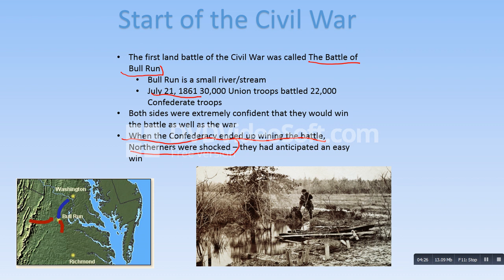And both strategies are interesting, because both sides had a very, very different strategy.